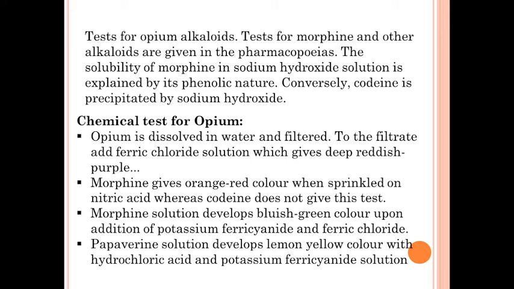The next test is for papaverine. Papaverine solution develops a lemon yellow color with hydrochloric acid and potassium ferricyanide solution. So with hydrochloric acid and potassium ferricyanide solution, papaverine will produce a lemon yellow color. So these are the identification tests for opium.